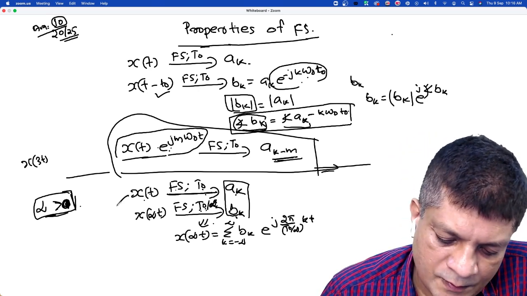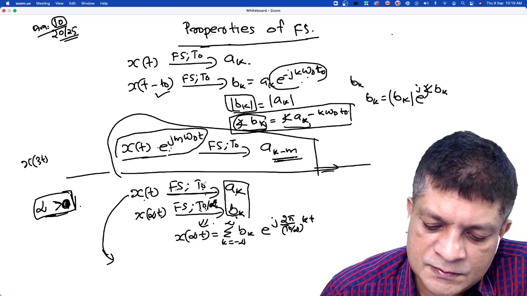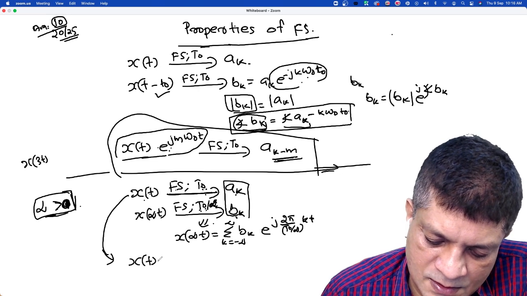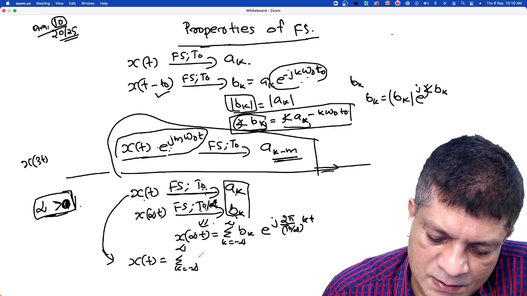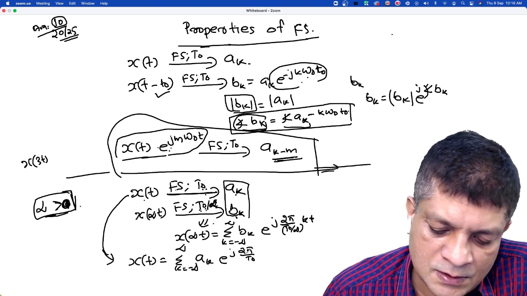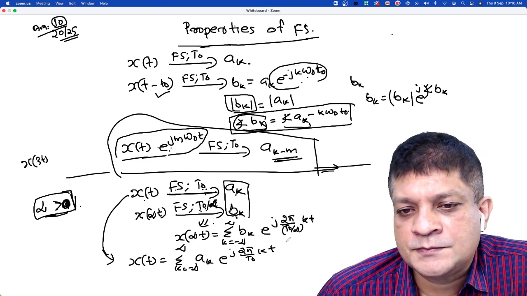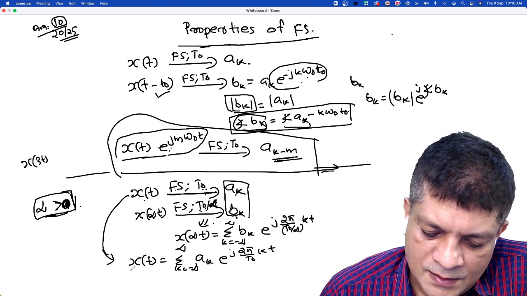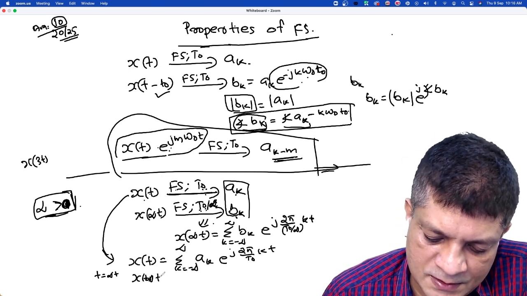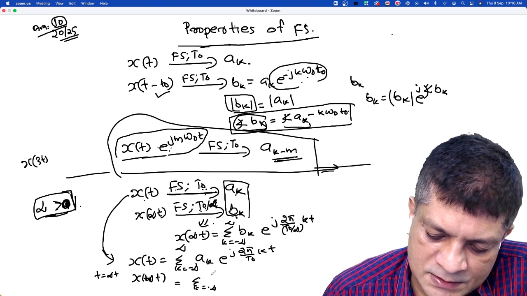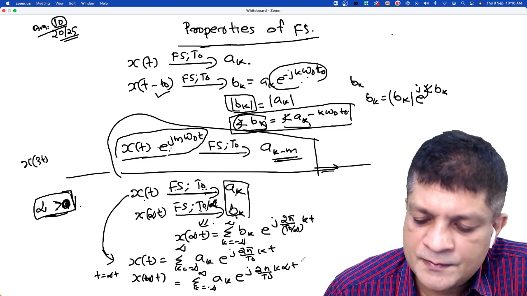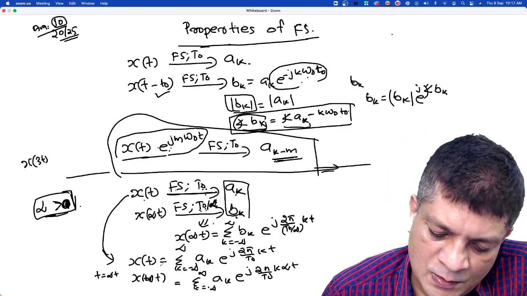Yes. Now, what does this mean? The Fourier series representation of x(t) with respect to T naught has coefficients AK. Does it mean that x(t) is the sum over k from minus infinity to infinity of ak e to the power j 2 pi by T naught k t, because we are considering the Fourier series with respect to period T naught? Yes. Now if you put alpha t in this expression, we get x(alpha t) equal to the sum over k from minus infinity to infinity of ak e to the power j 2 pi by T naught k alpha t.